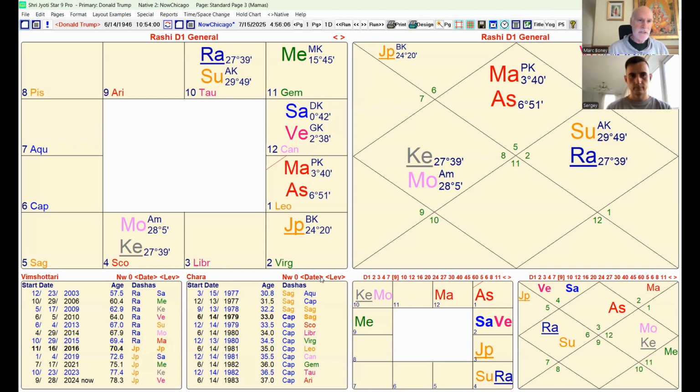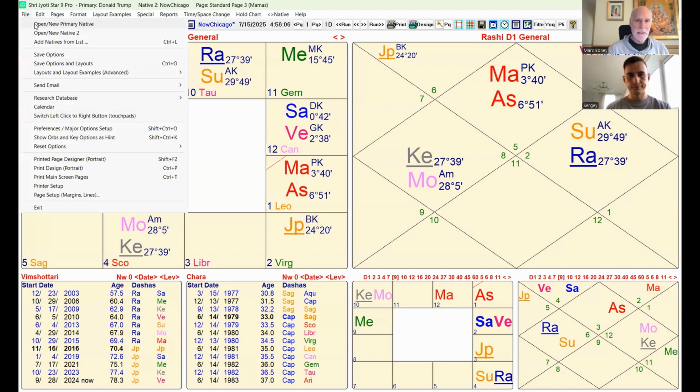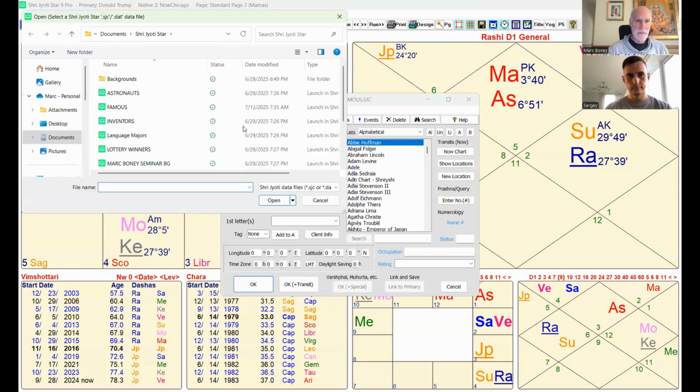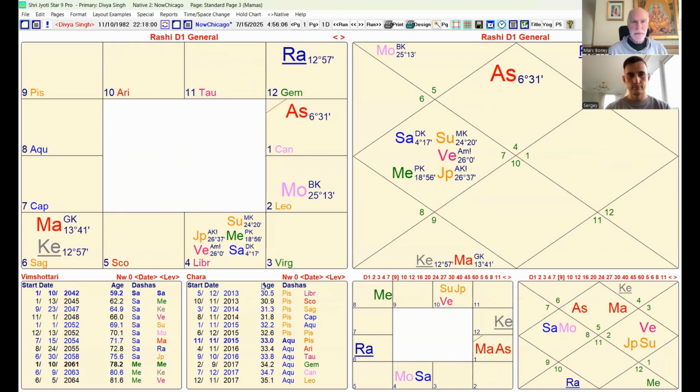So now I'm going to show you an example of how I use the concepts of padas to make a prediction that was kind of a risky prediction, and I'll explain why it was a risky prediction when I bring the chart up. So it's risky to predict childbirth on this chart because of the conditions of Jupiter as the karaka and also the conditions of the fifth house, fifth lord, both from the birth lagna and from the moon.